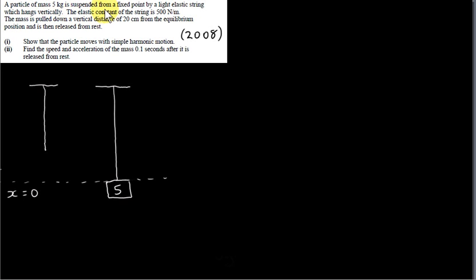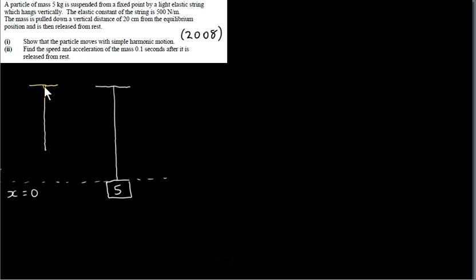A particle of mass 5 kilograms is suspended from a fixed point by a light elastic string which hangs vertically. The elastic constant of the string is 500 newtons per meter. The mass is pulled down a vertical distance of 20 centimeters from the equilibrium position and is then released from rest. So let's look at the situation of the string before a mass is attached.